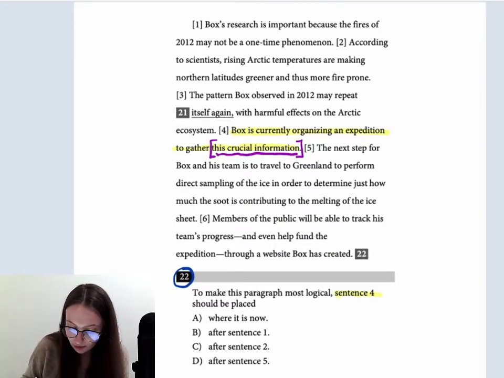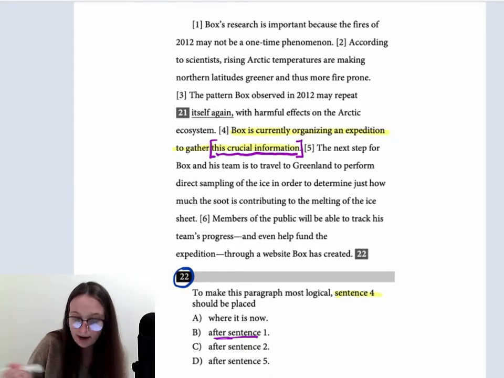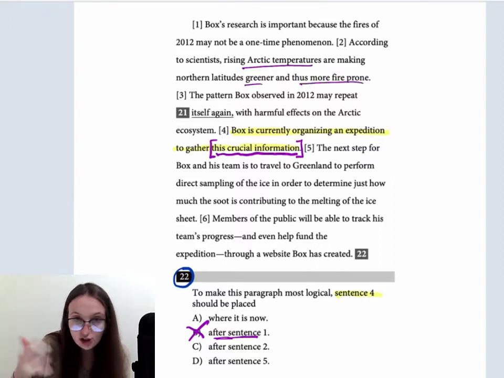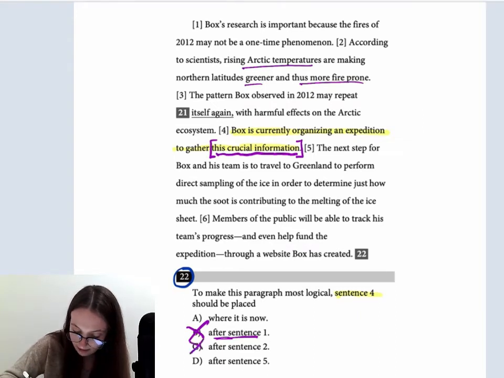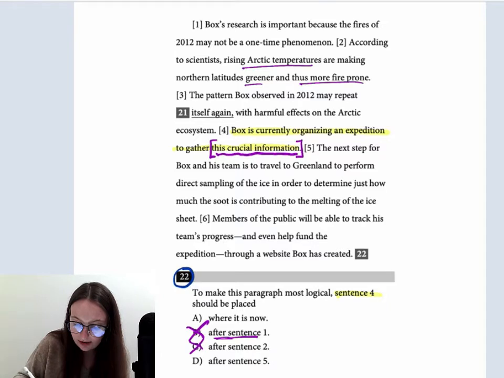So let's start with choice B, because that would be the first thing of all of these options after sentence 1. "Box's research is important because the fires may not be a one-time phenomenon." That doesn't talk about any crucial information, so that's going to be no. Sentence 2, "Rising Arctic temperatures are making northern latitudes greener and more fire-prone." There's no information that they're unsure of or trying to gather at that point. Let's try looking where it is right now. So that would mean that it would come after sentence 3. "The pattern he observed may repeat itself with harmful effects." Again, they're not indicating any information in need of gathering, so it's not going to be A.